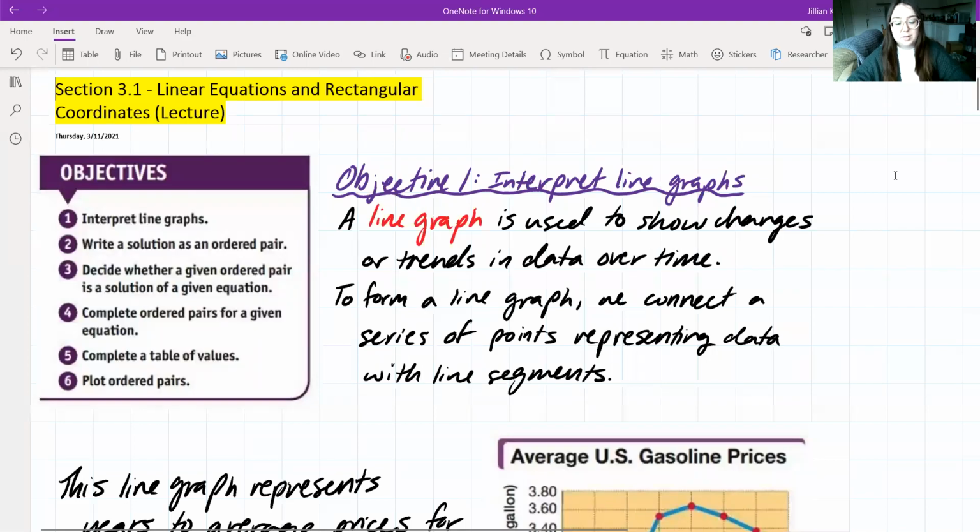Hello everyone, we're going to be doing section 3.1 today. This is going to be on linear equations and the rectangular coordinates. We have 6 objectives.